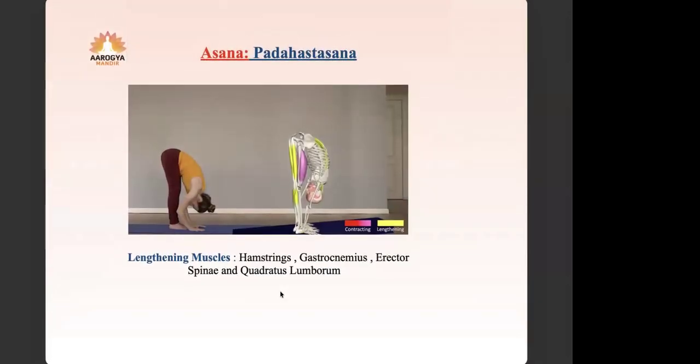Coming to the second posture, most widely practiced, Padhastasana. Now, the same key point has to be kept in mind that the knee should be in extension, but the knee should be slightly soft. When you keep the knee slightly soft, your forward bending will never injure your muscles or your back, and you'll always have a better forward bending.